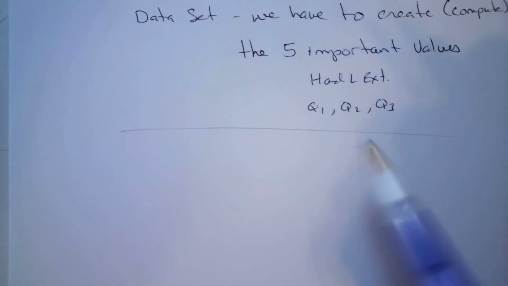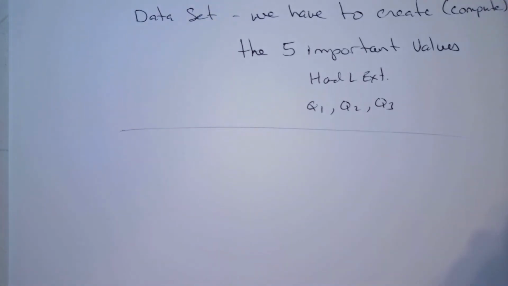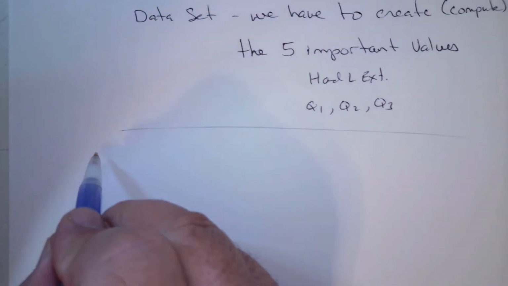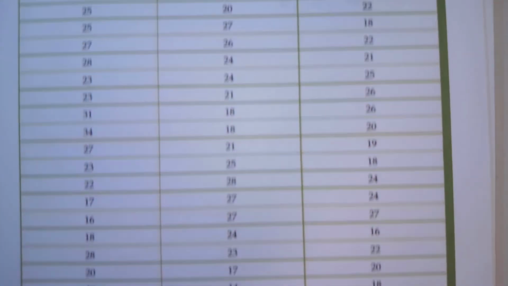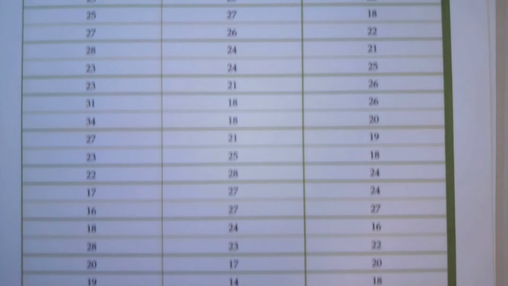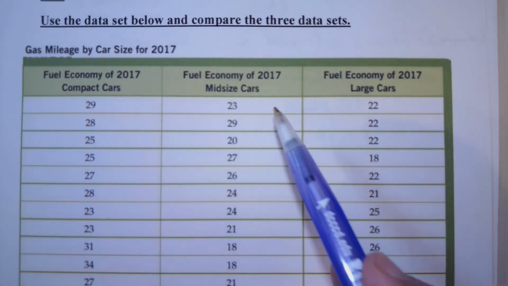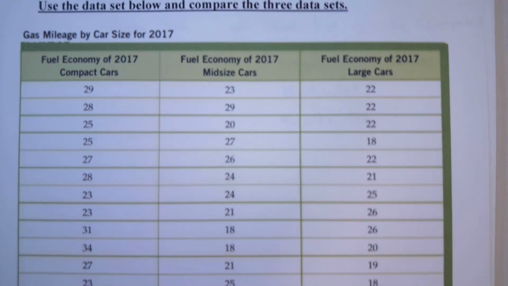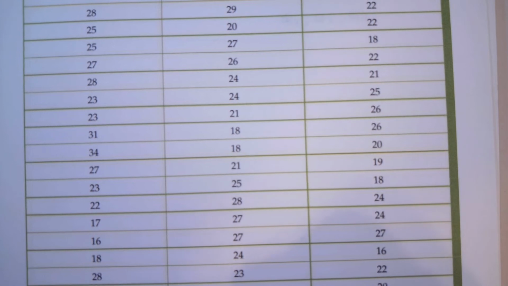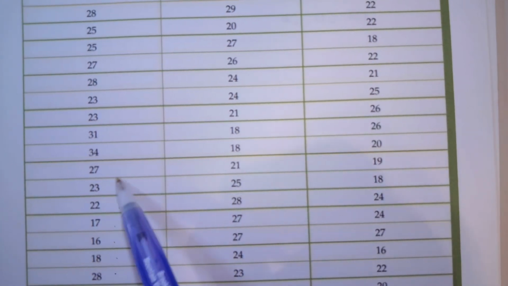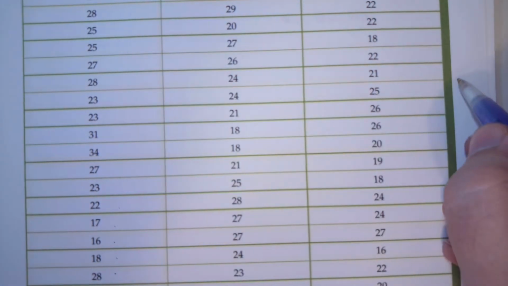All right. So we can do it with box plots on top of each other. So here's a look at this example. We have these 3 sets of cars: fuel size of compact, mid-size, and large cars, all for 2017. 1, 2, 3, 4, 5, 6, 7, 8, 9, 10, 11, 12, 13, 14, 15, 16, 17, 18, 19.